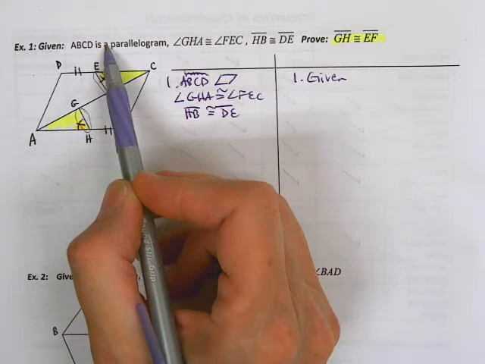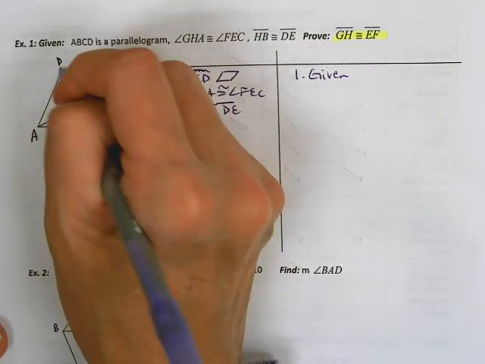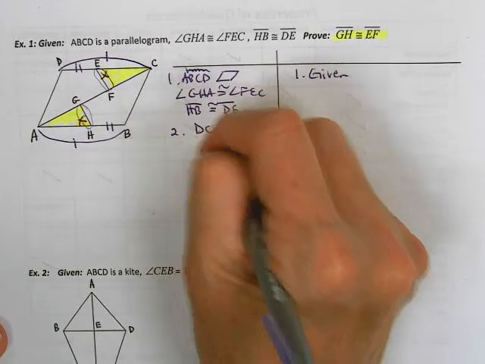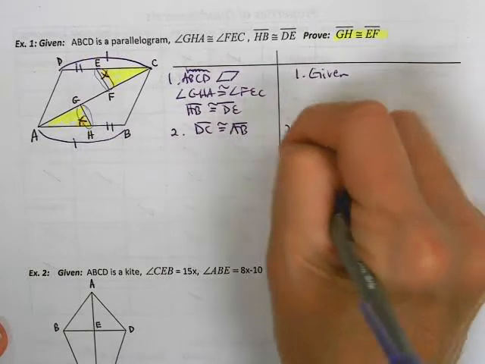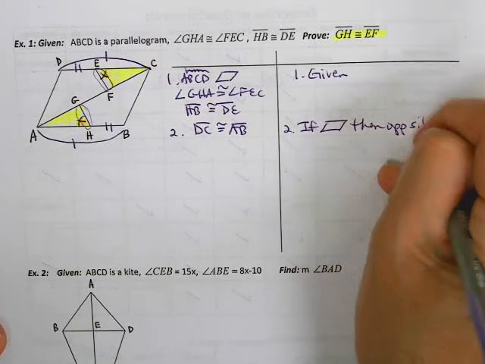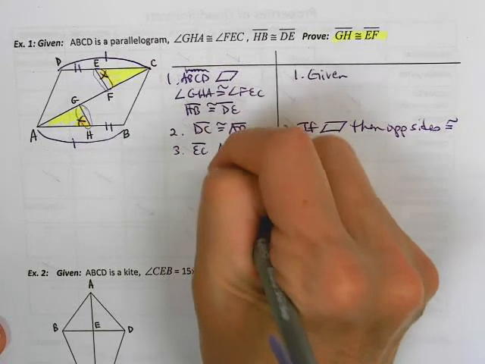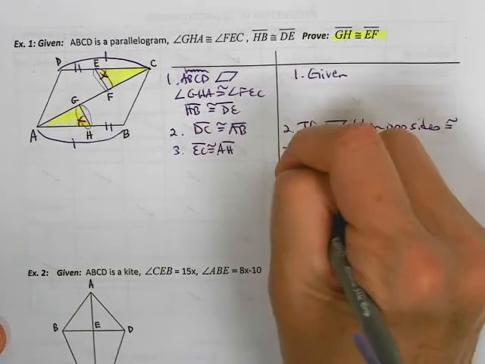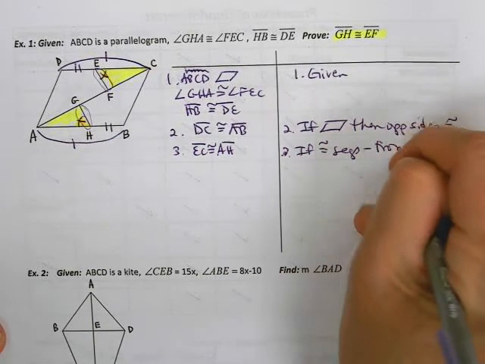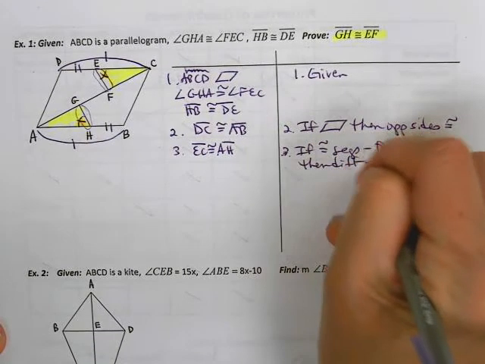If you have that little chart in front of you, or if you look back, one of the things I know about a parallelogram is that opposite sides are congruent. So I'm going to choose this side and this side. So I could say DC is congruent to AB, because if I have a parallelogram, then opposite sides are congruent. Then I can subtract to get the pieces I want. EC and AH would be congruent, because if congruent segments are subtracted from congruent segments, then the differences are congruent. Now I'm really close.